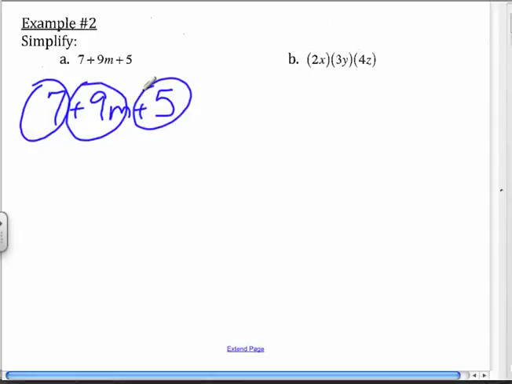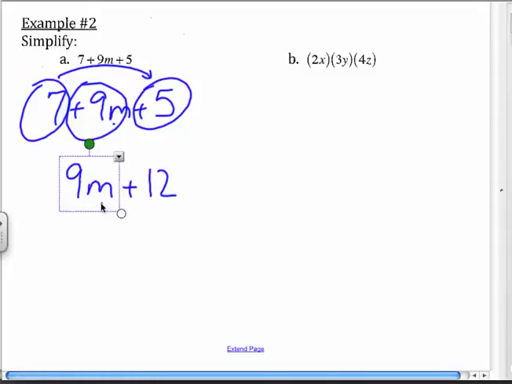And I see in this one, I don't have any other terms with an m in it. So I know that that term is going to go in the front. It has a variable, and terms with variables always go in front of constants. But I can combine these two. So I'm going to get 9m plus 12. Now, guys, remember, and we talked about this last year, these are not like terms because this has an m in it and this does not have an m. Just another point about like terms.